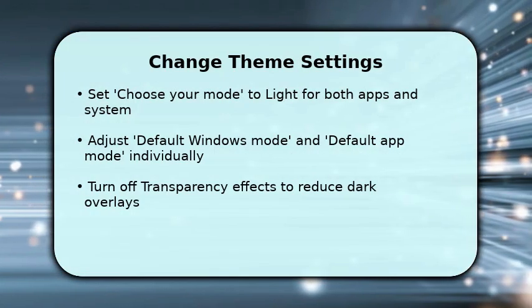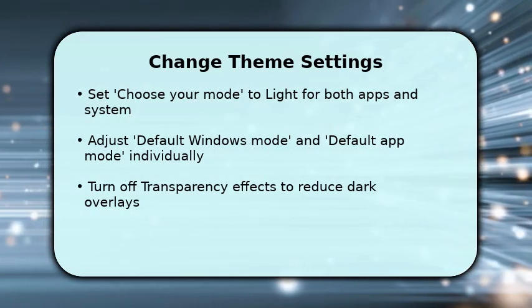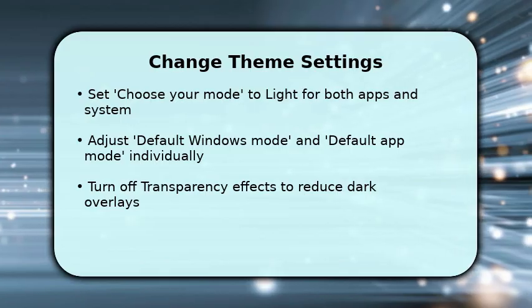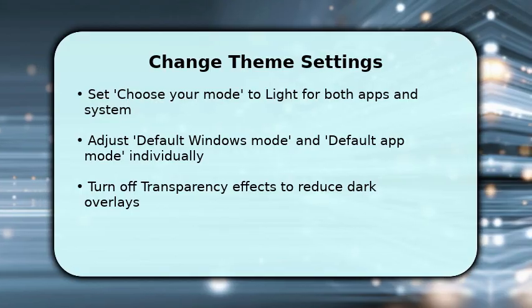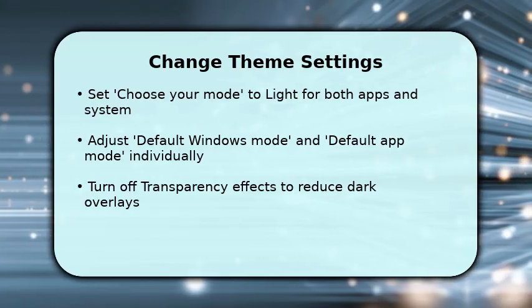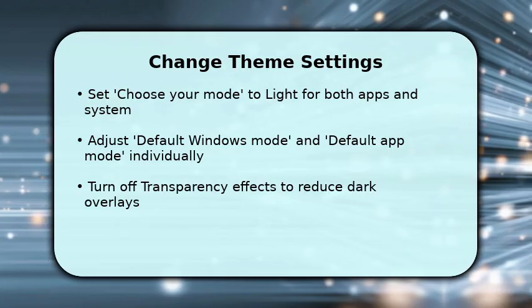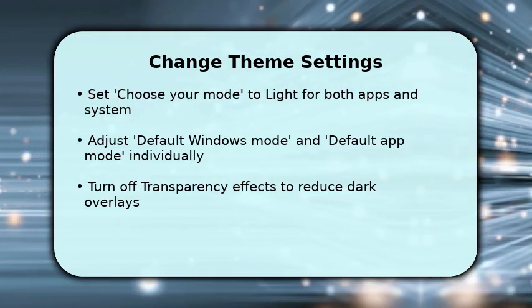Now focus on the two-mode controls. Under Colors, find Choose Your Mode and set it to Light. This toggles both Windows shell and app surfaces. If you need granular control, set Default Windows Mode to Light and Default App Mode to Light separately so File Explorer and UWP apps follow.